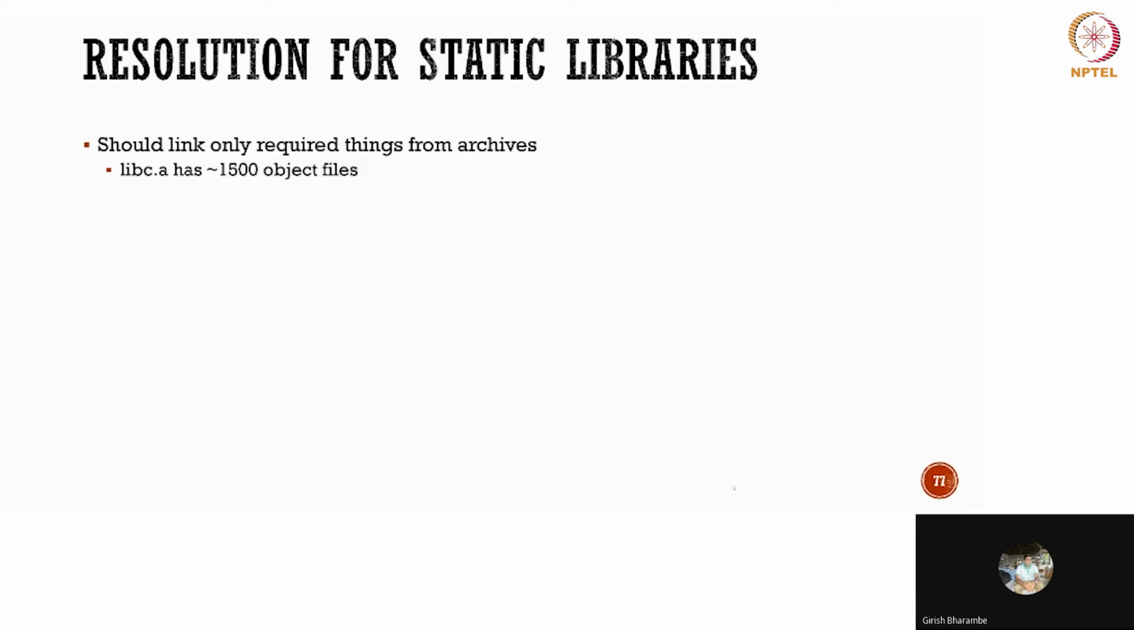libc.a, which provides the implementation of malloc, string functions, and all those kinds of things, has 1500 object files, right? But it's not that every program uses all of that functionality. In some programs you might be using strings, in some you might be using malloc, in some you might be using both of them. So you don't want to pay for what you're not using, right? The way the linker works for static libraries is that it allows you to extract only the objects that are needed.